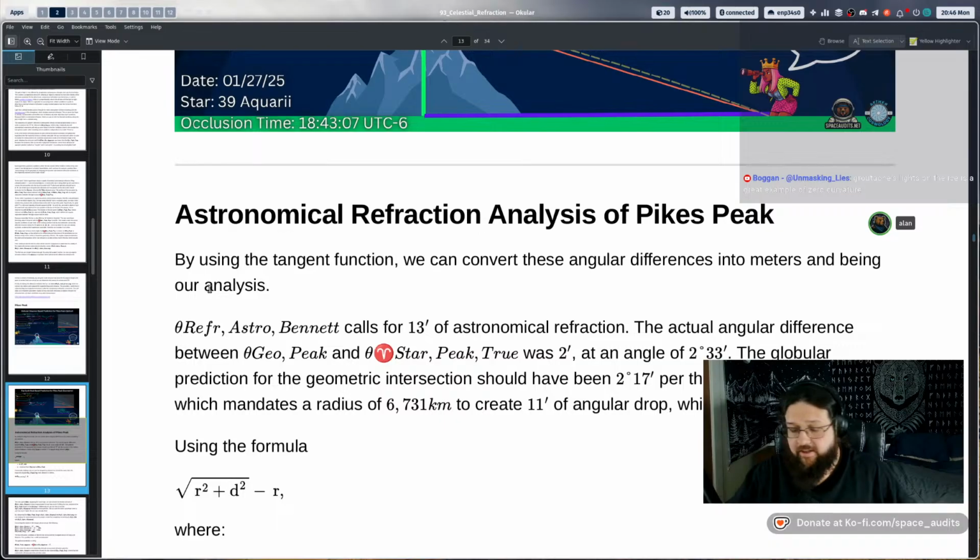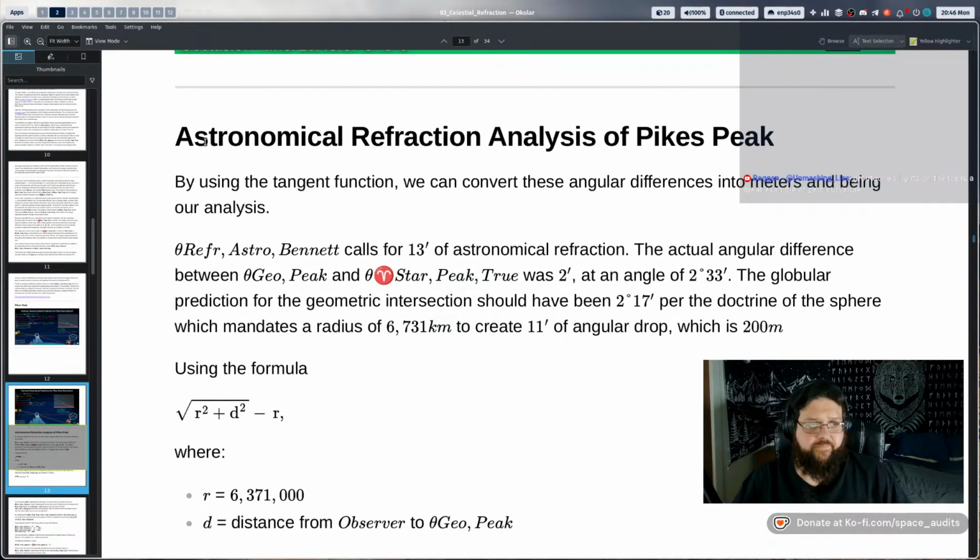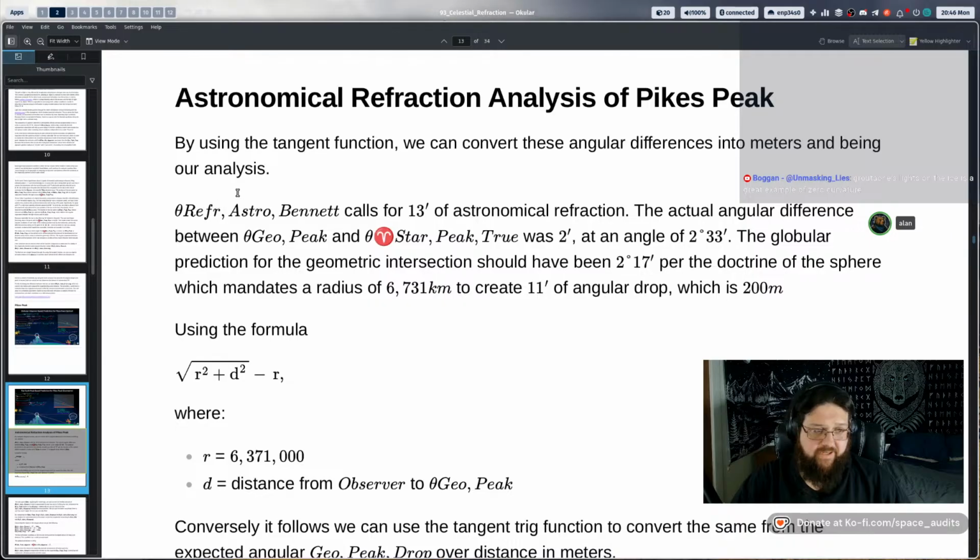So if that was affecting it at all, then they would have shown up in our occlusion timing, but it didn't. So anyway, astronomical refraction analysis of Pike's Peak. By using the tangent function, we can convert the angular differences into meters for our analysis.